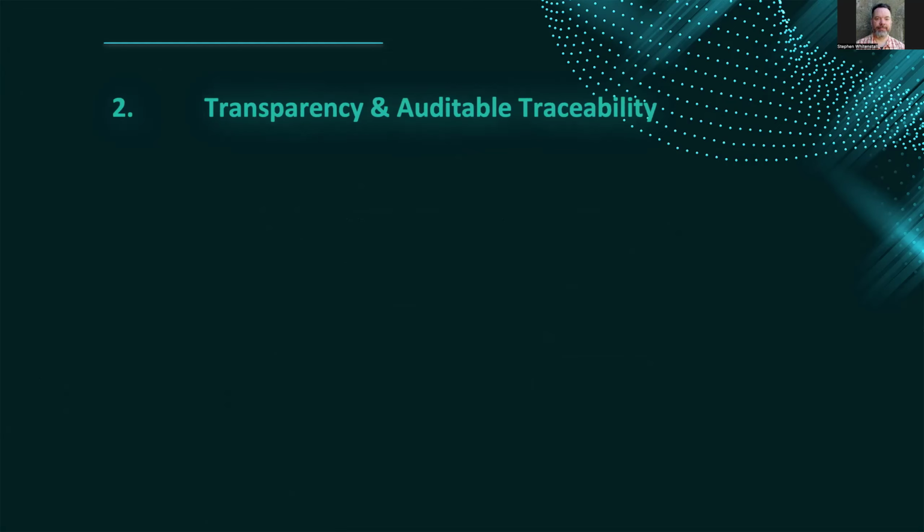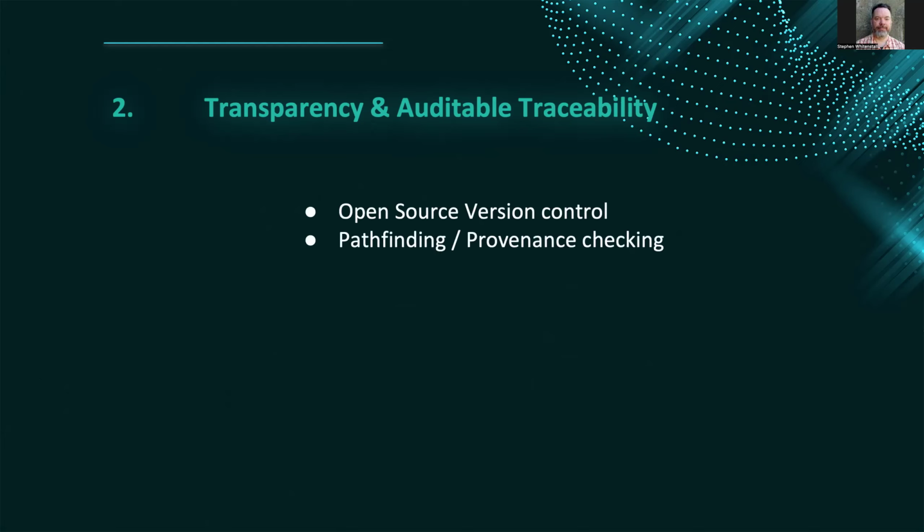Okay, next we move on to transparency and auditable traceability. So every change needs to be auditable and traceable using open source version control. And this can be verified through pathfinding or provenance checking, including breadth first searches or depth first searches, which can generate transparent provenance chains of edits, who influenced which documents. And things also could use temporal graph traversal. So temporal layering can show how transparency has evolved over time.